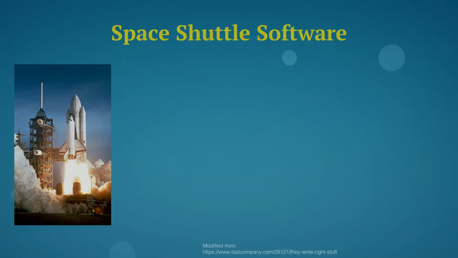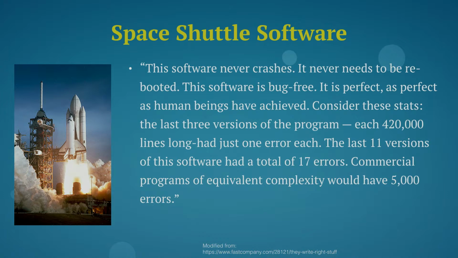Okay, so we're going to go back in time. There used to be this thing called the Space Shuttle. You might have heard of it. And when I first got introduced to the whole idea of code quality, it was actually from a Fast Company article that was written 20 years ago when the Space Shuttle was still flying. And you'll see the link there if you want to read it. It's actually really fascinating. And this is a piece from the article.